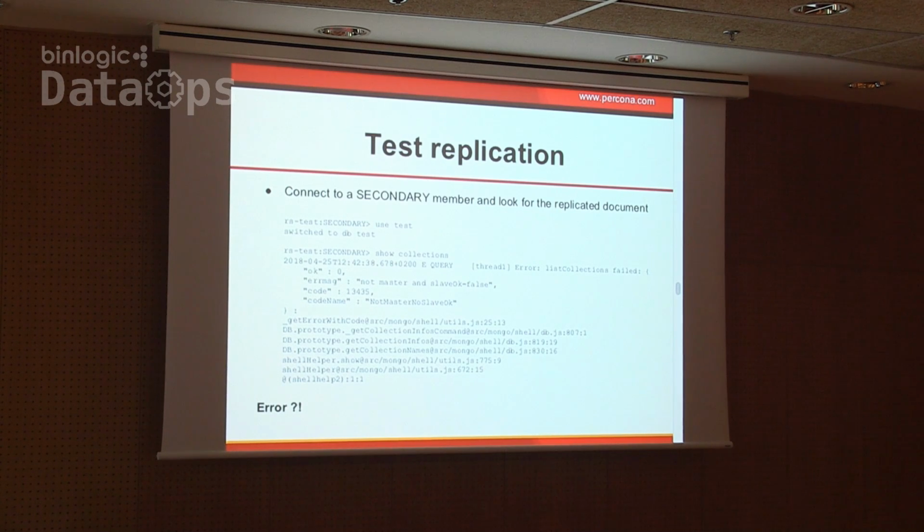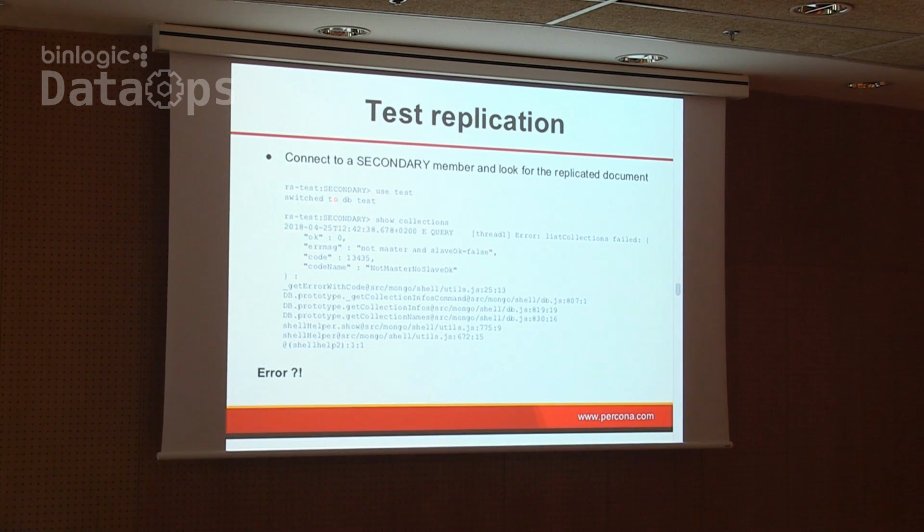To test that the replication is working properly, we create a new document in the primary, and we just take a look at the secondaries to see if we have the same document. So in this case, I connect to one of the other nodes, and you can see the prompt is secondary now. I enter the same database test, I do show collections.